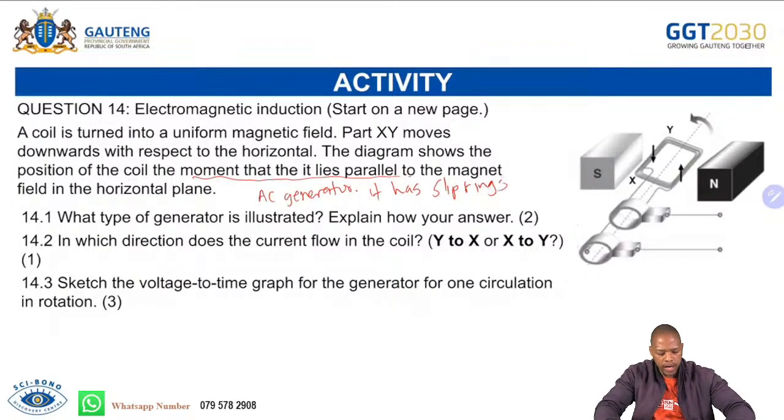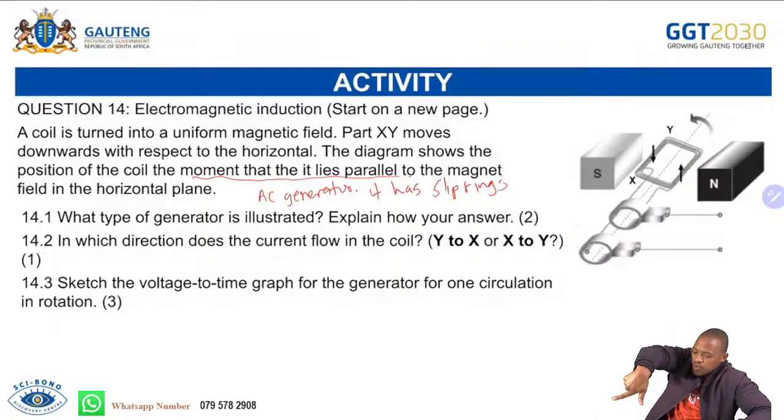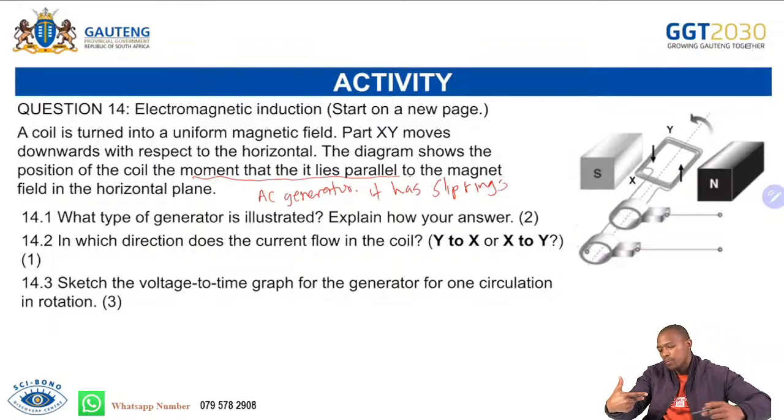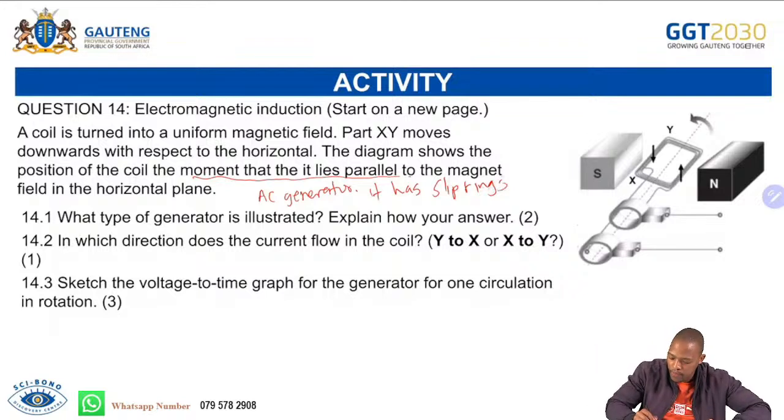Right. Then they ask, in which direction does the current flow in the coil? Right. And to get the direction, we must use our right-hand FBI rule. And the direction of motion there, they are telling us it goes down. So as we go there, there's a direction of motion, but the direction of the magnetic field goes from north to south. And as we can see there, it means we must hold it like this, north to south. Then the direction of motion goes down in the XY. So that tells us the direction is what? X to Y. It is X to Y.